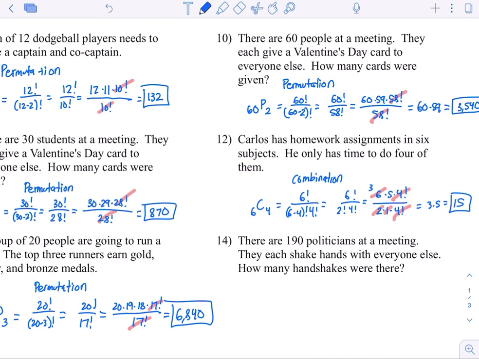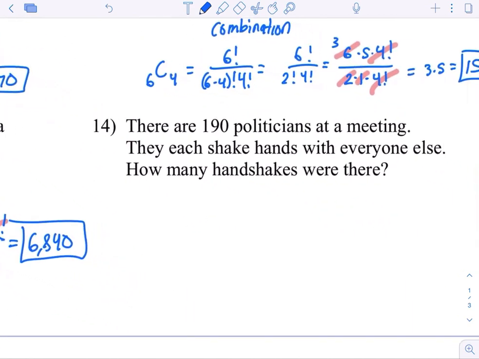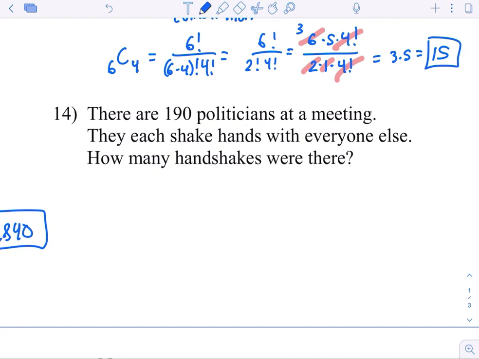So for the Valentine's Day card, order does matter because you have to go find people, and then that other person has to go find people, which means order does matter. But the fact of shaking hands with everyone, since shaking hands is a fulfillment for both people, this one the order doesn't matter. So it doesn't matter whose hands you shake because it accomplishes for both people. So this is going to be a combination, and it's going to be 190 choose 2.